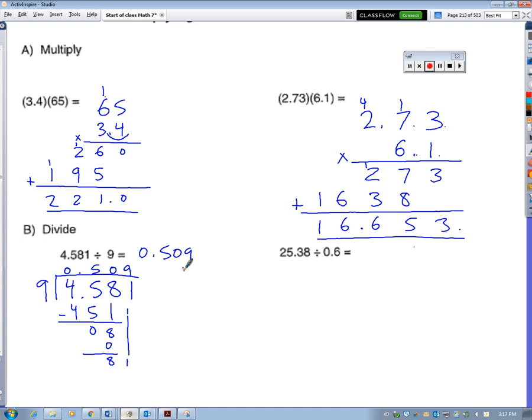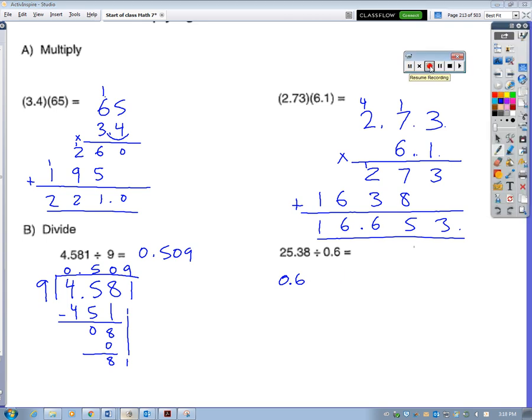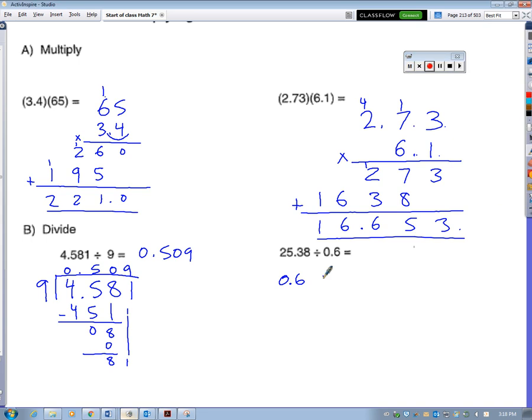Okay, moving on to our next division problem. A little bit more complicated, two numbers with decimals. Let's see how this works. Okay, so we've got 0.6 into 25.38. Now, how do we deal with these decimals?